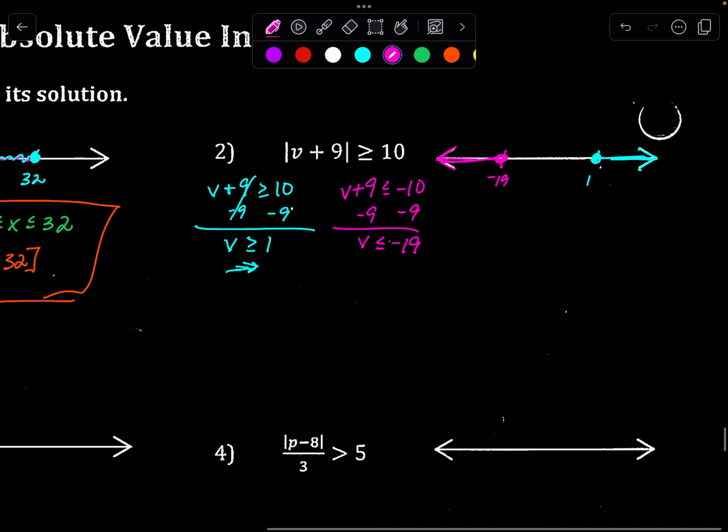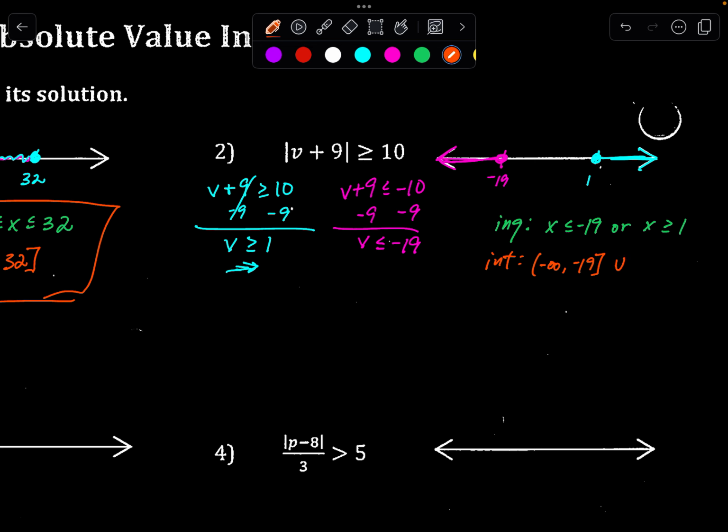Your inequality, I should say, is going to be written out as, well, it's an or statement, so we should do x is less than or equal to negative 19, or x is greater than or equal to 1. Just like that. Your interval is going to be negative infinity with a parenthesis, comma, negative 19 with a bracket, then you union, bracket, 1, comma, infinity. And that's your answer.